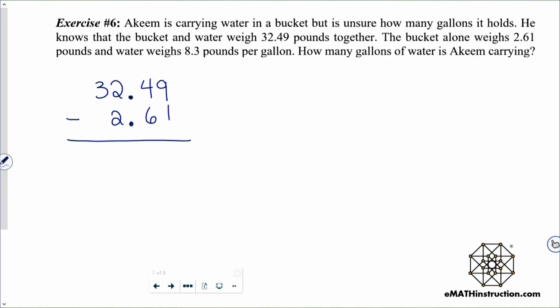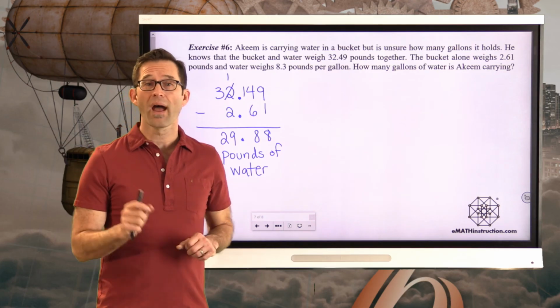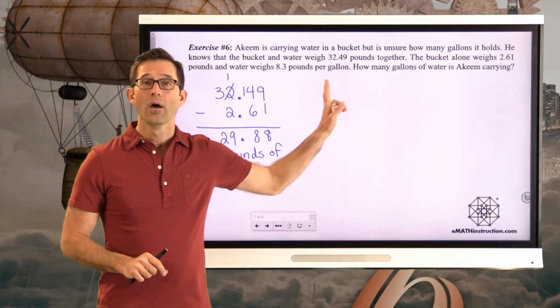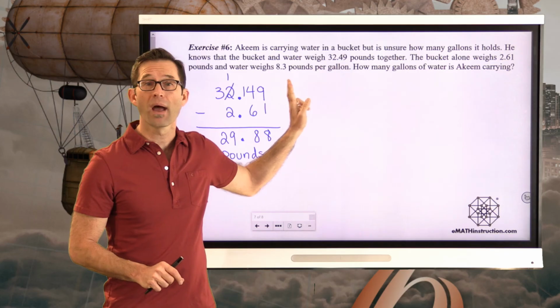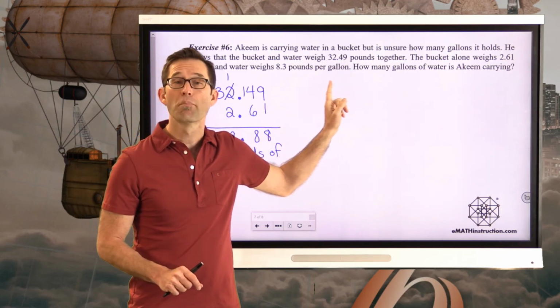2.61. So let's see, 9 minus 1 is 8. Here we're going to have to do a little bit of borrowing. 14 minus 6 is also 8. And then 31 minus 2 is 29. So just to be clear, those are the pounds of water that Akeem is carrying. Now, what do we do with that? Well, we divide the number of pounds of water that Akeem is carrying by how many pounds of water there are per gallon, right? You see that rate? 8.3 pounds per gallon.